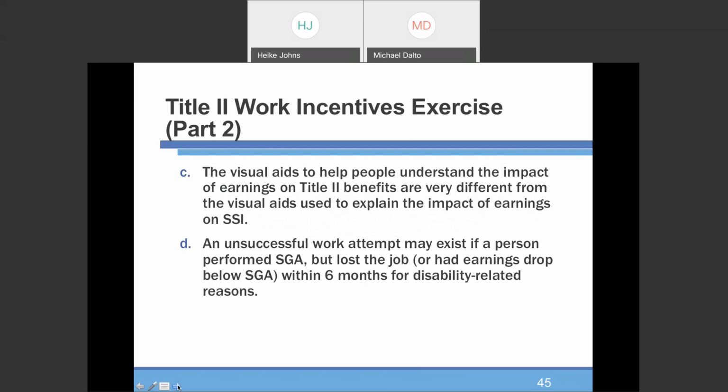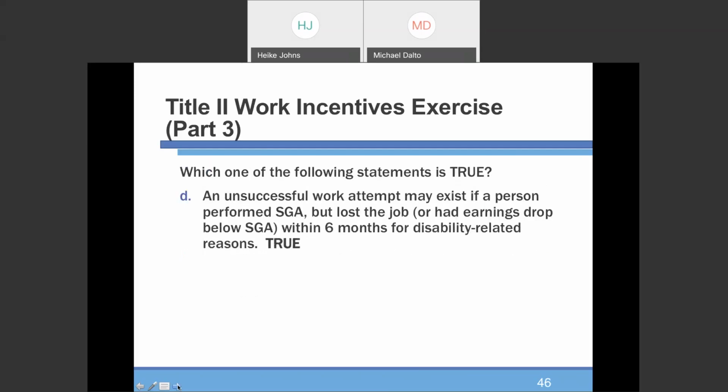And now let's look at the answer. The correct answer is D. An unsuccessful work attempt may exist if a person performed SGA but lost the job or had earnings drop below SGA within 6 months for disability-related reasons.